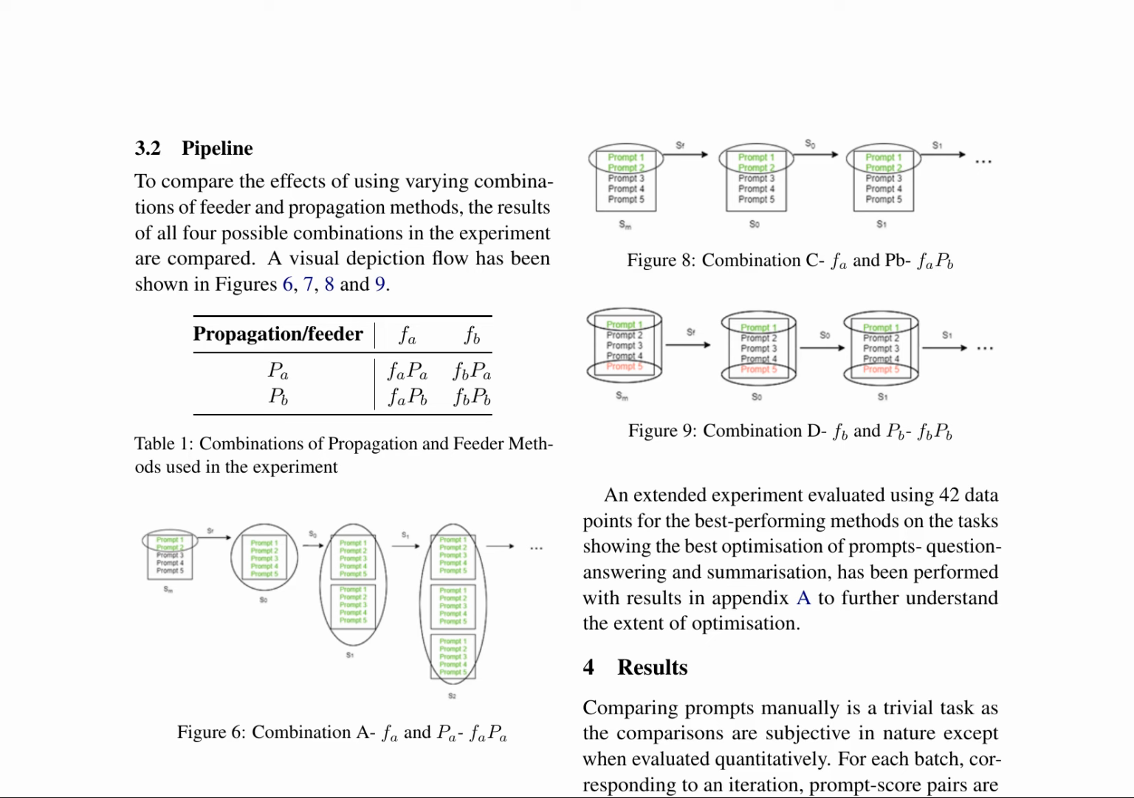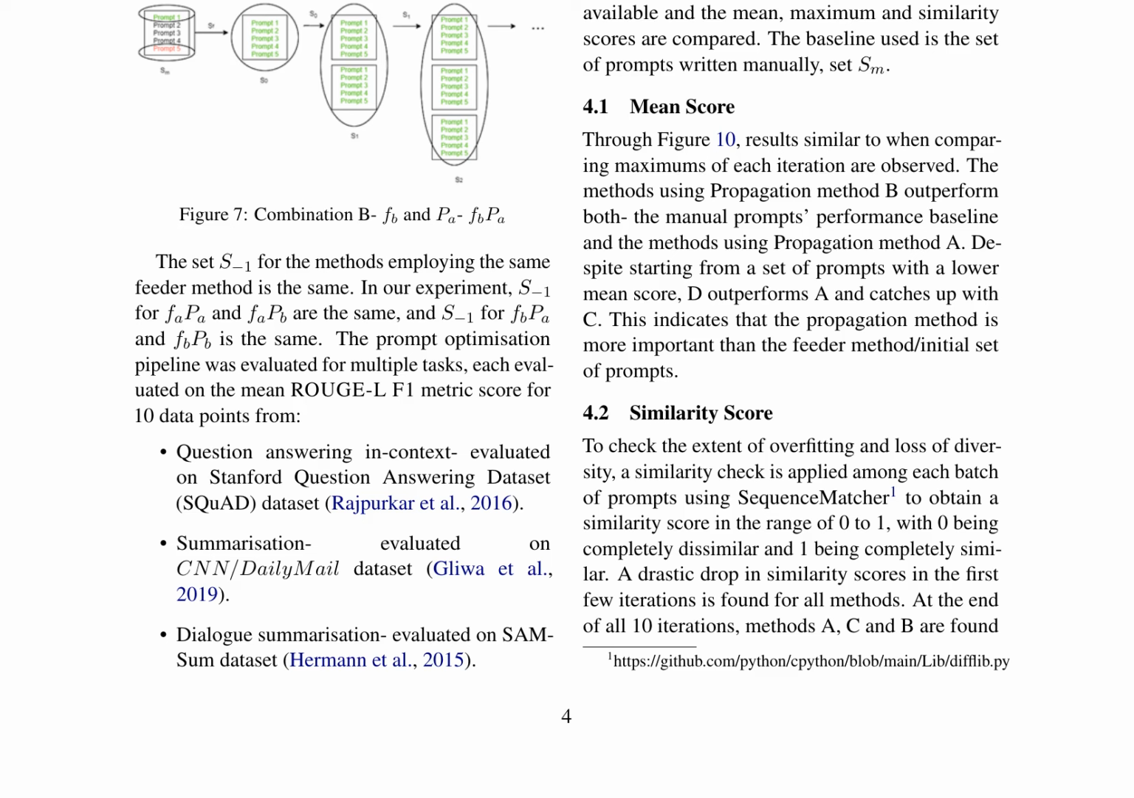The experiment compares the effects of different feeder and propagation methods on the performance of a large language model, LLM, in generating prompt templates, focusing on question answering, summarization, and dialogue summarization tasks. The results indicate that the propagation method is more crucial than the feeder method, with methods using propagation method B outperforming others. The similarity scores show a drastic drop in the first few iterations, suggesting a loss of diversity, but all methods converge towards the end of the 10 iterations.